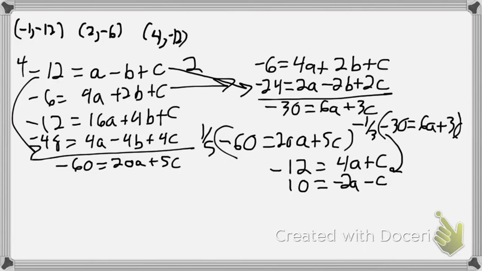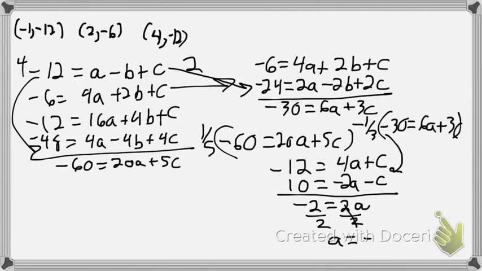So now you can see what I did was I set it up to where the c's are going to eliminate each other. We're going to add negative 12 plus 10, negative 2, equals 4a minus 2a, or 2a. And the c's cancel out. So we're going to divide both sides by 2, and we're going to get a equals negative 1.